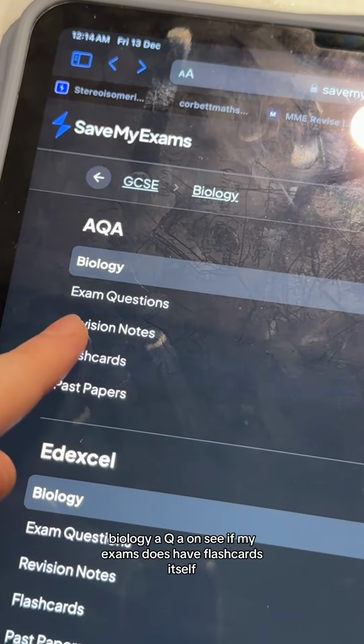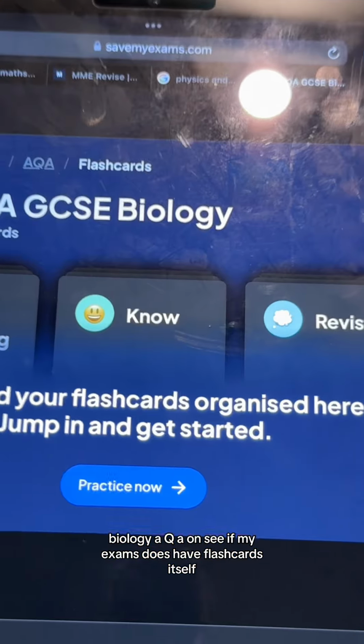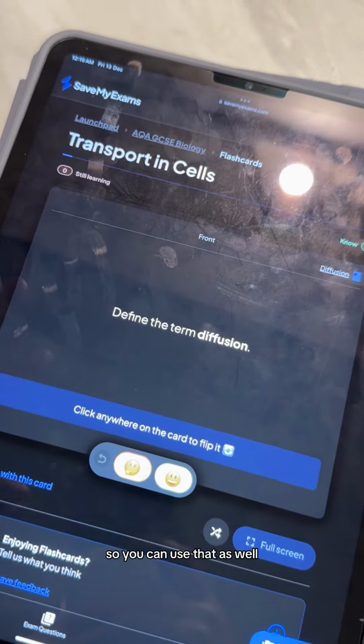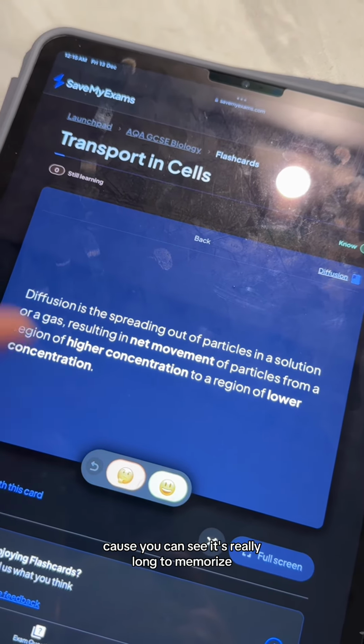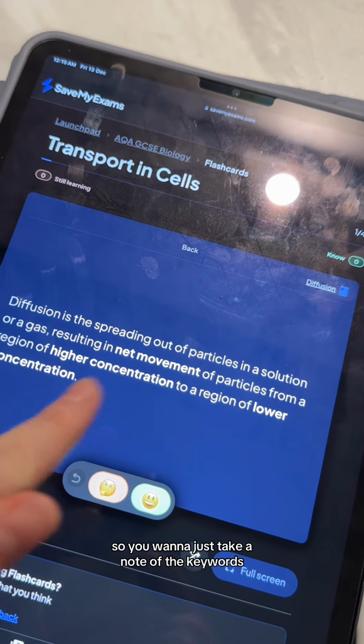Now, I did see that Biology AQA on Save My Exams does have flashcards itself, so you can use that as well. I would just summarize this further because you can see it's really long to memorize, so you want to just take a note of the keywords.